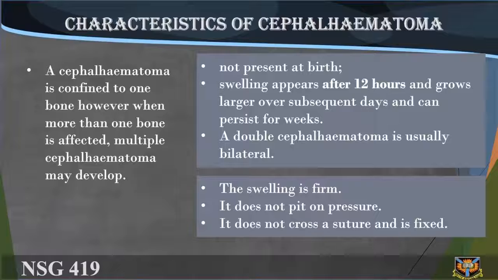Characteristics: a cephalhaematoma is confined to one bone. However, when more than one bone is affected, multiple cephalhaematomas may develop, not present at birth. Swelling appears after 12 hours and grows later over subsequent days and can persist for weeks. A double cephalhaematoma is usually bilateral. The swelling is firm. It does not pit on pressure. It does not cross a suture and is fixed.